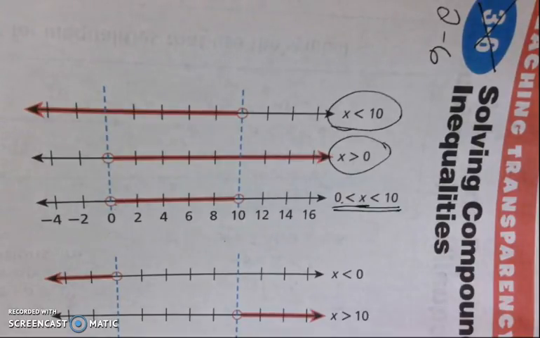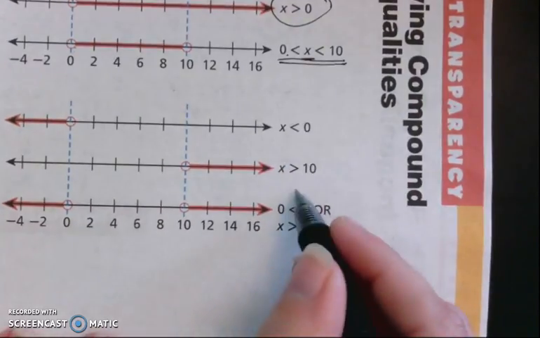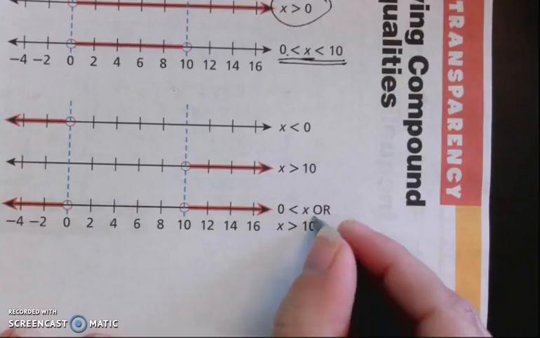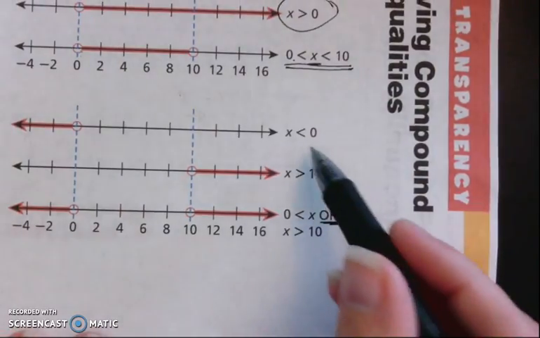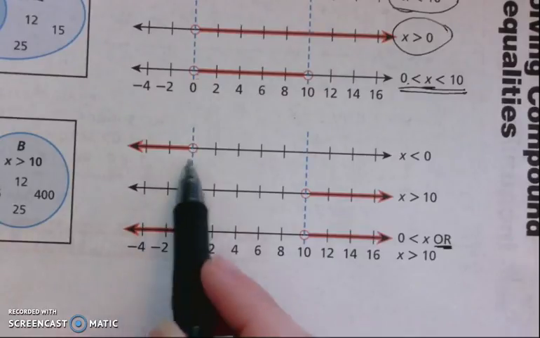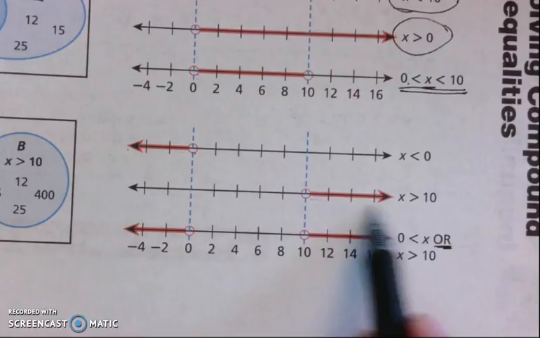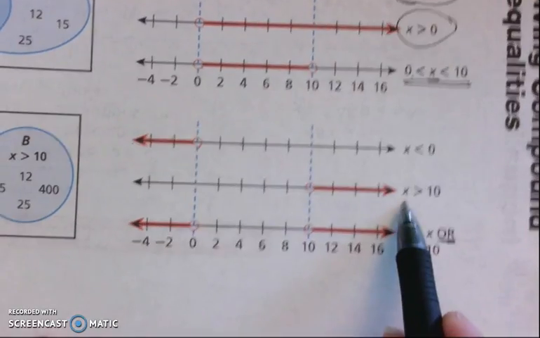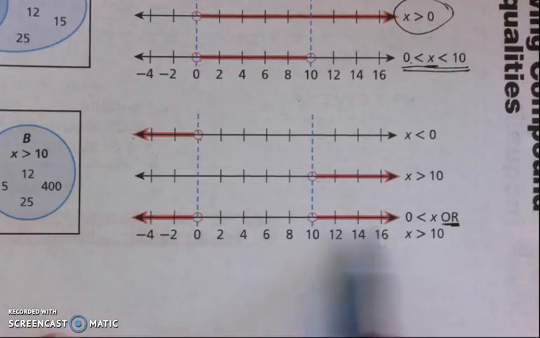Now we have another one where it's one or the other. All the numbers less than 0 or all the numbers greater than 10. We're going to combine those with the word or. Are there any numbers that are less than 0 or greater than 10? Well, or means it can be one or the other. Here's all the numbers less than 0. Here's all of the numbers greater than 10. And basically you just put those on the same graph. So it can be all the numbers less than 0 or all the numbers greater than 10.